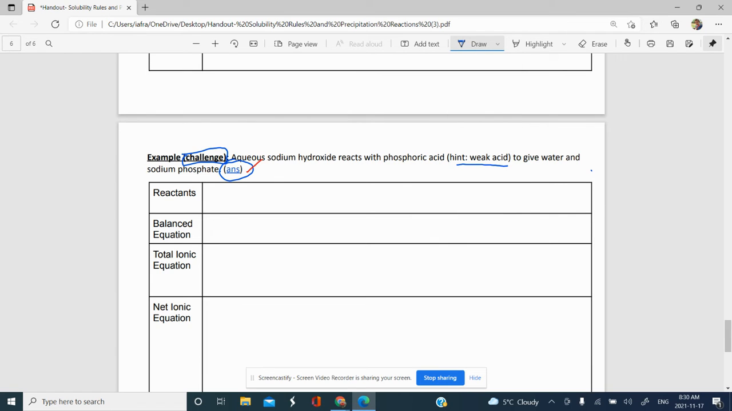So here we have a solution of sodium hydroxide. That's one of our reactants, aqueous. And it's going to be reacting with this phosphoric acid, which is H3PO4, aq. And so we're going to write that out. This is a neutralization style reaction. So we have NaOH, aq, plus H3PO4, aq. And we're going to do a reaction. It's a double displacement. Sodium goes where H was and H goes where sodium was.